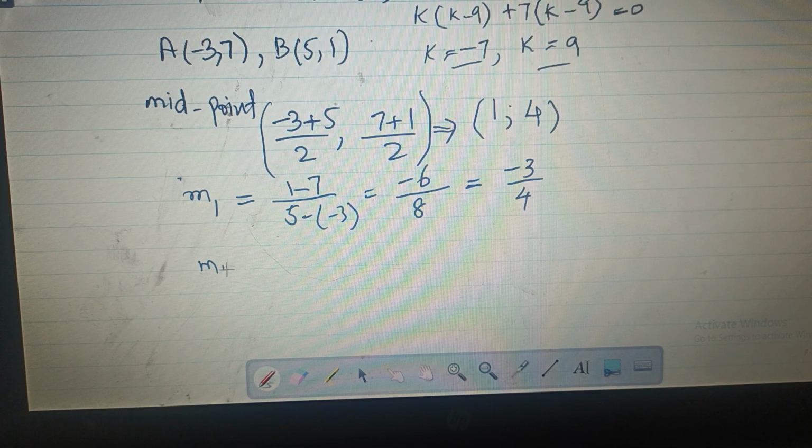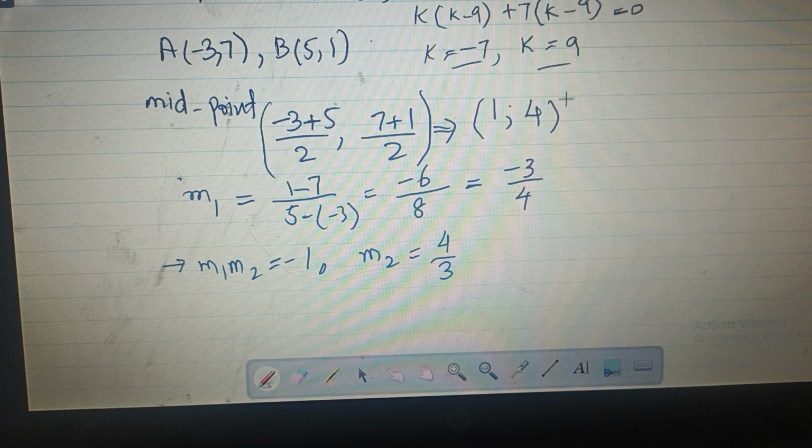So that is m1 times m2 equals minus 1. So m2 I'm directly putting here: I'm just inverting, 4 by 3, and also changing its sign. By using this perpendicular line formula, putting minus 3 by 4 in place of m1, 4 is multiplied, minus 3 is down, and minus minus cancels, and I will get 4 by 3. This is the gradient perpendicular to line AB.